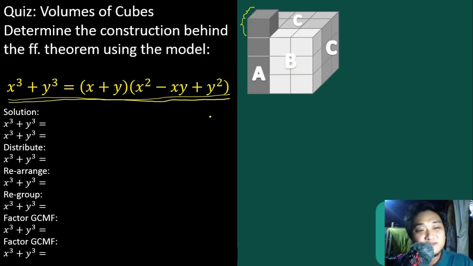I want you to solve for what will be the solution, or how you are going to arrive at this relationship using the volumes of these solids, particularly the portion A, the volume B, and the volume C, yung nasa likod. Take note, dinagdagan natin ng isang cuboid.